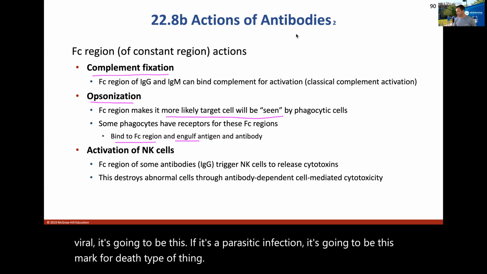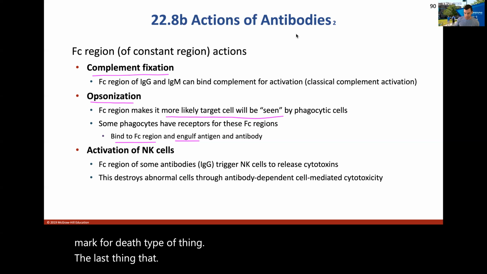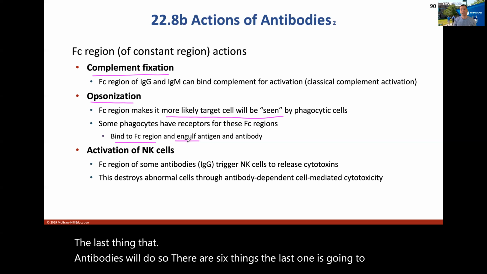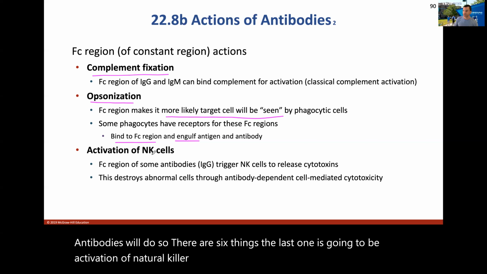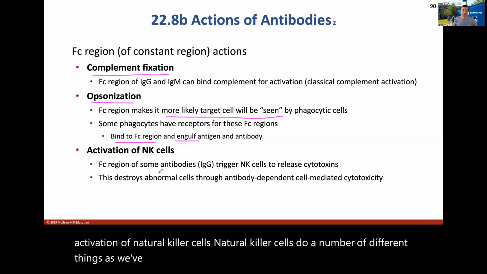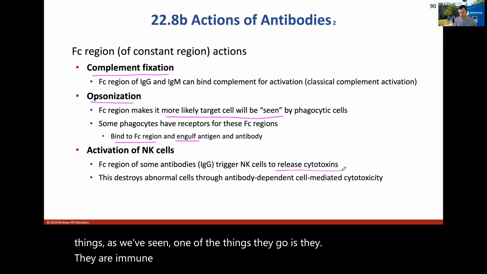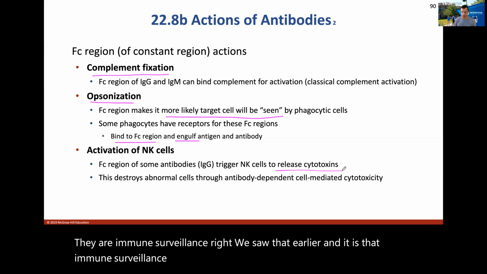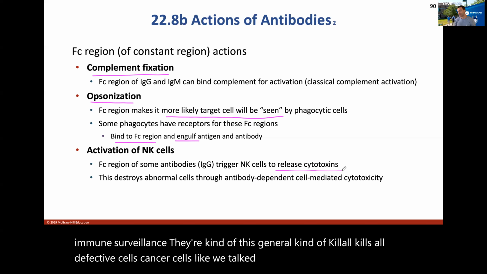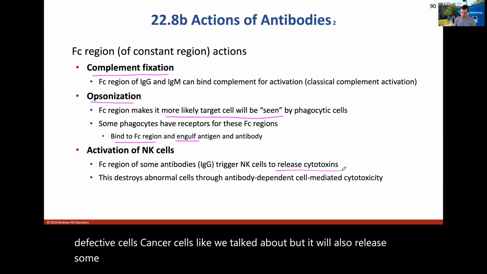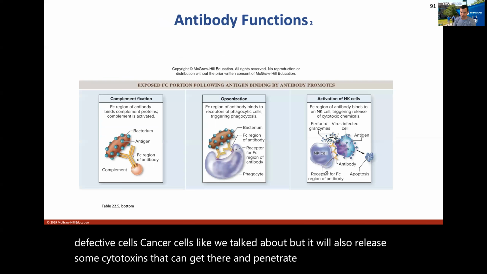The last thing that antibodies will do, so there's 6 things, is activation of natural killer cells. Natural killer cells do a number of different things, as we've seen. One of the things they do is immune surveillance, right? We saw that earlier. They're kind of this general kill-all. Kills all defective cells, cancer cells like we talked about. But it will also release some cytotoxins that can penetrate the plasma membrane of that foreign invader.